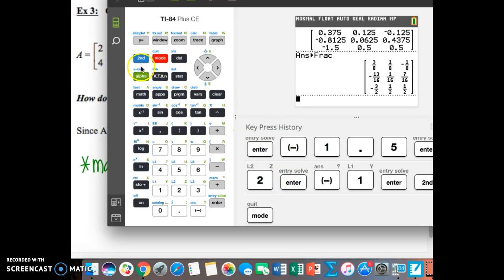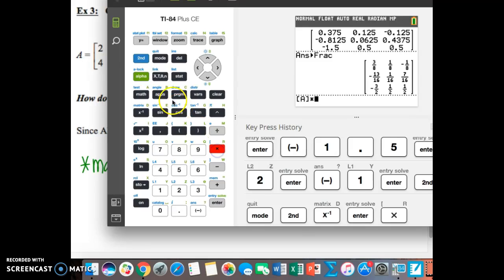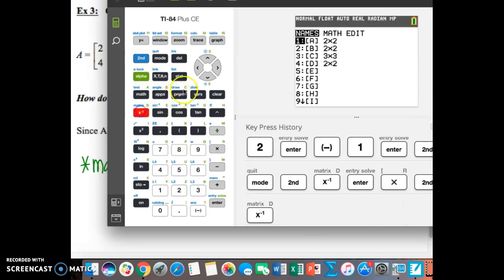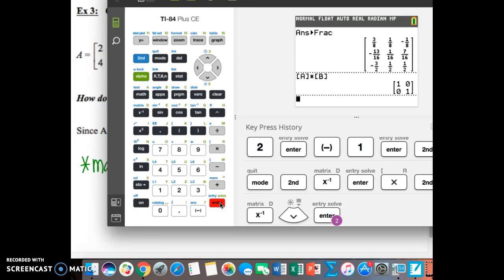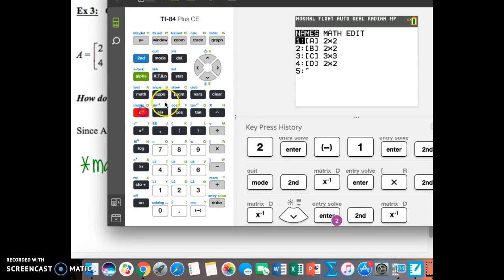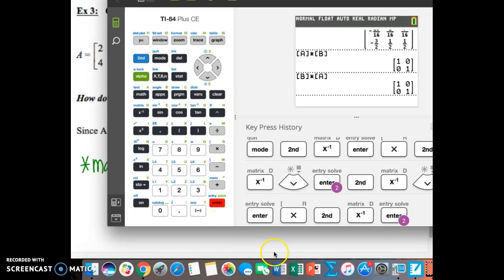Otherwise, to multiply the two matrices, notice I'm on the home screen, so I go to second matrix, click A, enter, and then times second matrix, go down to B, enter, and then just click enter, and we get the identity matrix, 1, 0, 0, 1. If we wanted to do B times A, the same type of thing, just B times matrix A, click enter, and we also get the identity matrix.